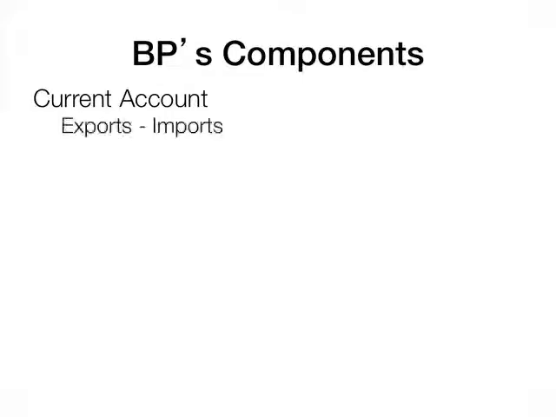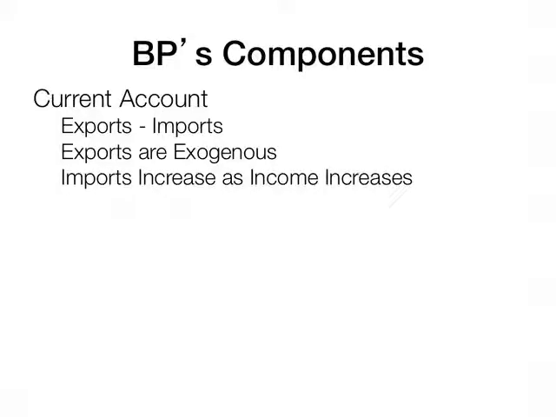Current account is always exports minus imports. Exports are exogenous. Why are exports exogenous? We can't control how many people want to buy Viagra. Or we can't control how many people want to buy Aran sweaters in Sudan. We just don't know the answer. Okay? But we know that exports are exogenous, and we know that imports increase abroad as their income increases.